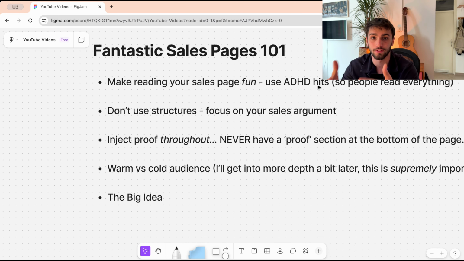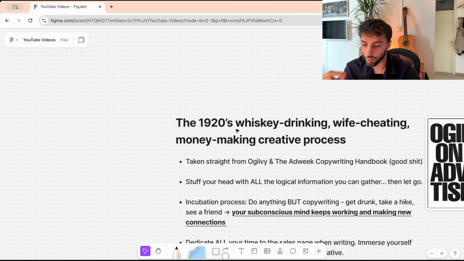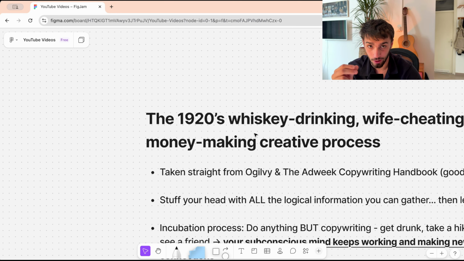And this is the core of the big idea. The writer did not have to mention wives or the IRS, but they did to make it much more compelling. So this is the big idea. Now, this is the 1920s whiskey drinking, wife cheating, money making creative process.